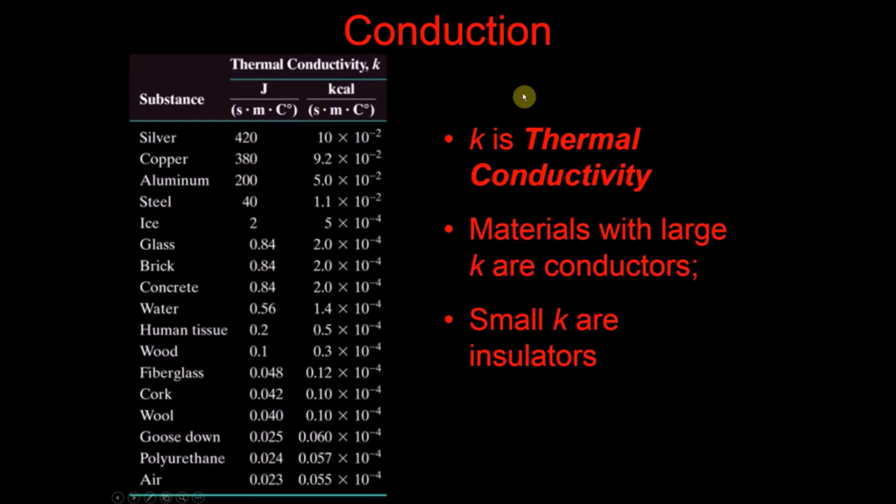So k is your thermal conductivity. Materials with large k are good conductors. Materials with small k are referred to as insulators. So if you were building a thermos, for instance, you would surround it with glass, which has a lower thermal conductivity, and then maybe put some kind of metal inside of it, such as copper or aluminium.